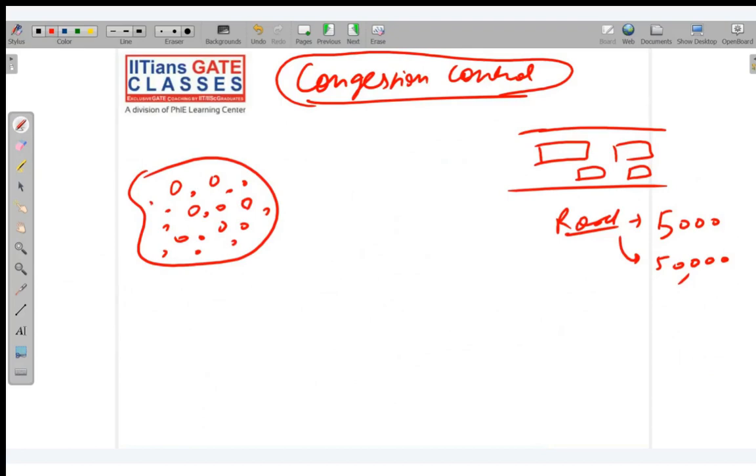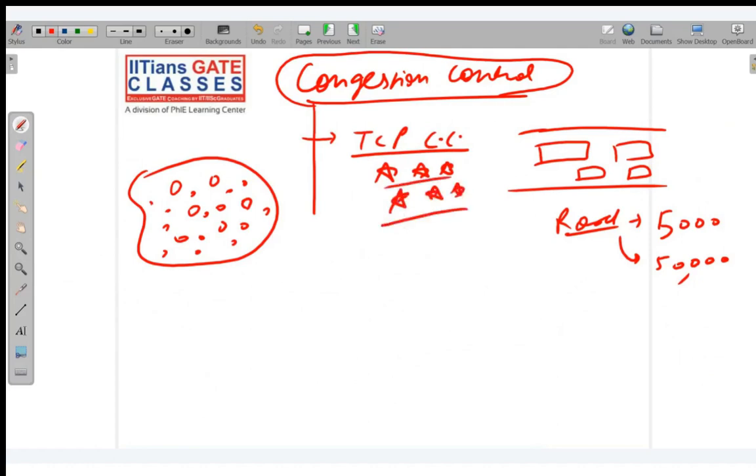Anyway, when I dig deep into the topic, I will give you the idea. We will study TCP congestion control. TCP congestion control is in our GATE syllabus and it is very, very important. Many times questions have been asked from this topic. It will be studied in your transport layer, so when I start the transport layer, I will give you an idea about it.